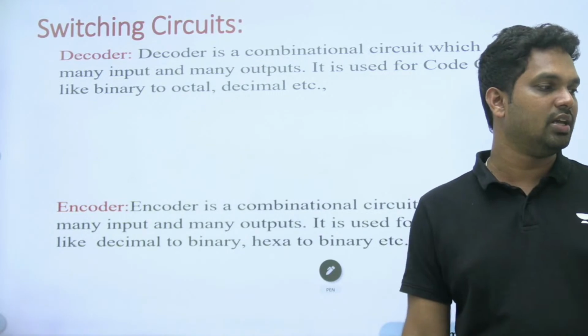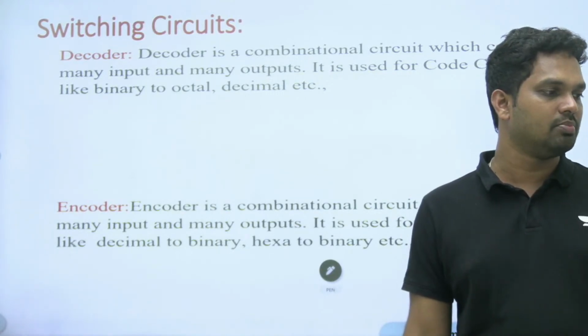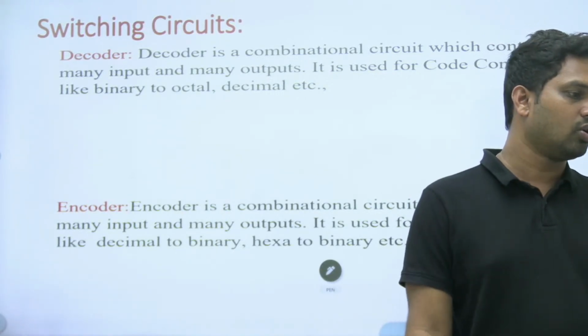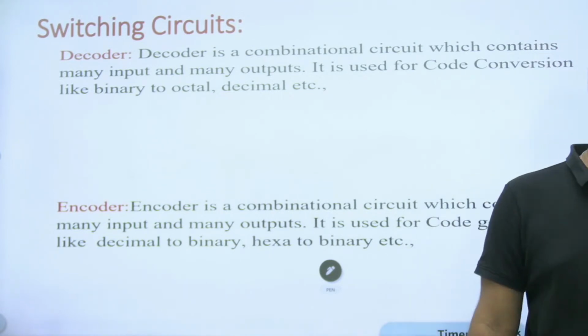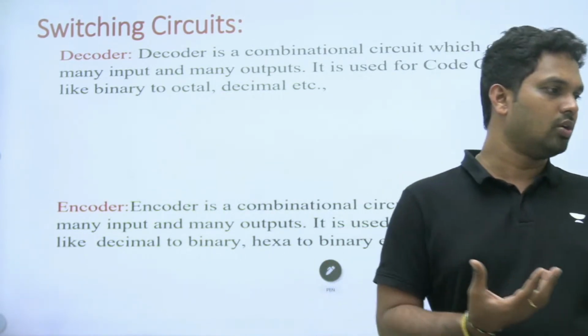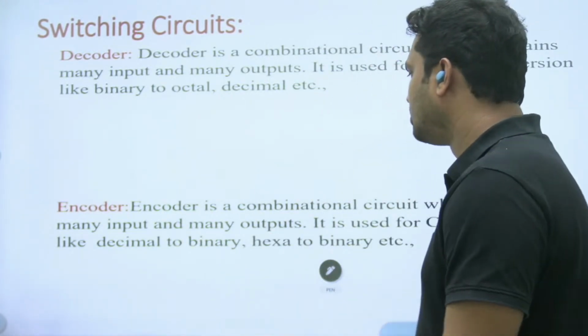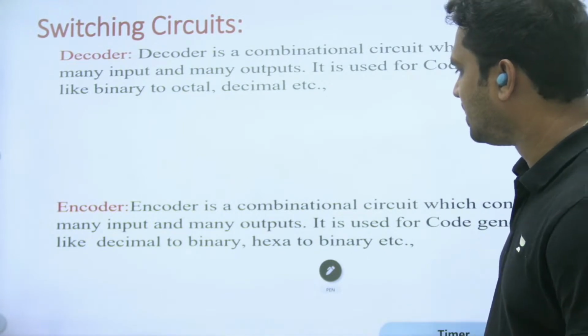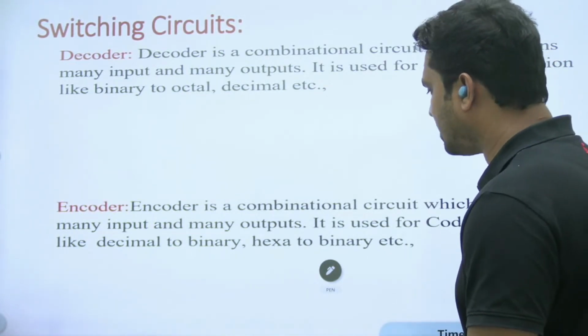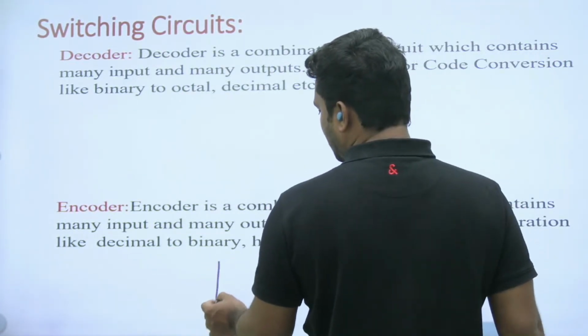The same way, what we are discussing here is very simple. When a decimal number is given, how to convert it into binary, and when binary is given, how to convert it into decimal. That kind of binary decoders we are discussing. So an encoder is a combinational circuit which contains many inputs and many outputs. It is used for code generation, decimal to binary and so on.